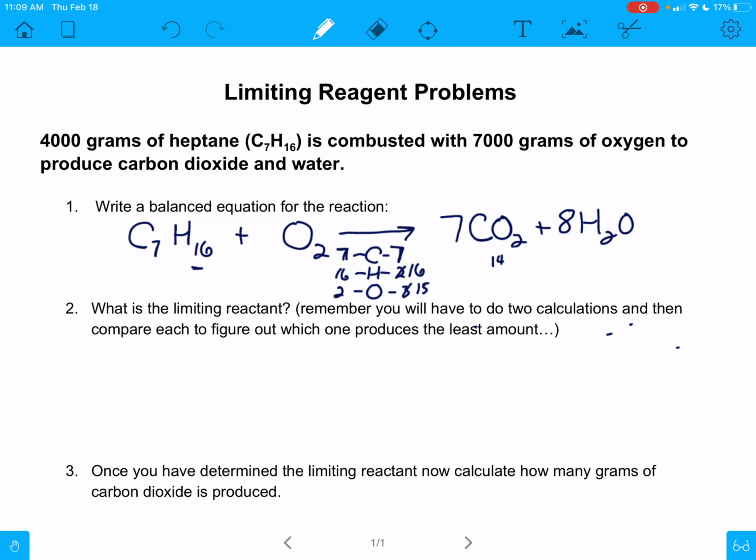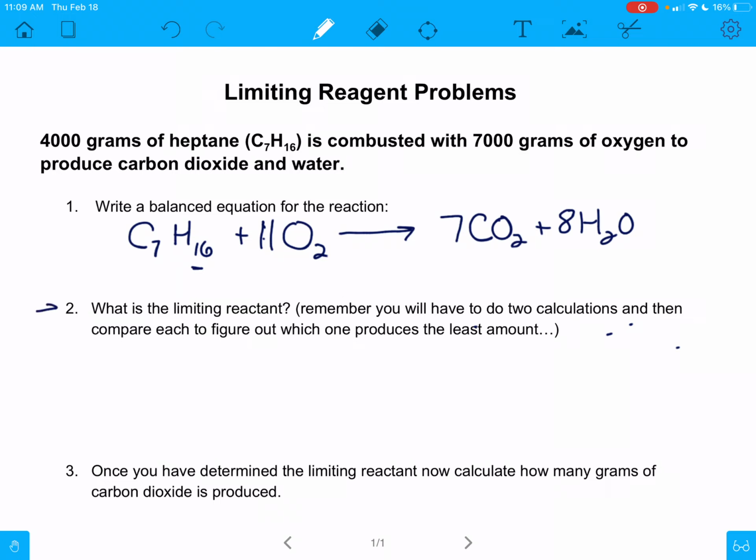There's 14 here plus 8 there, which equals 22. So this number just became 22. Now what do I need to put in front of these oxygens? If I put an 11, 11 times 2 is 22, and that gives me the 22 I need. Let me get rid of my doodles to keep it neat. Now I have a balanced equation.